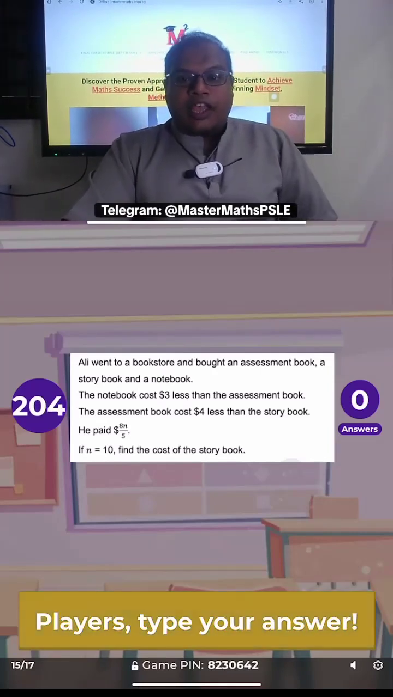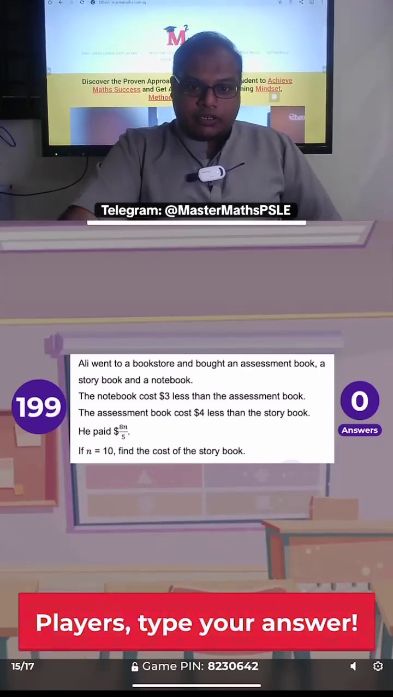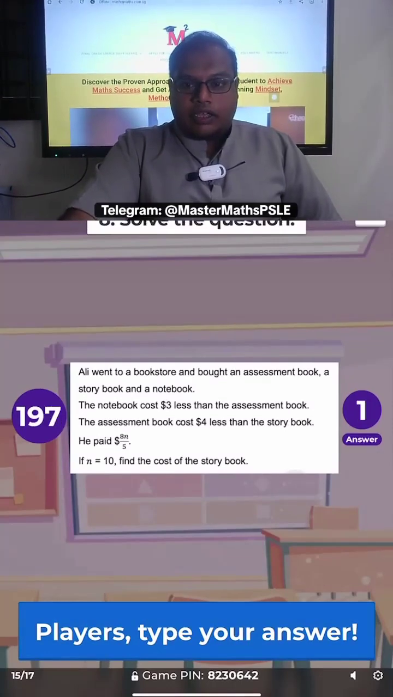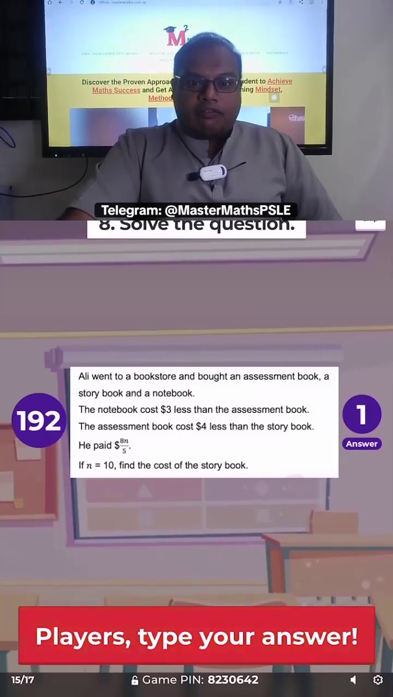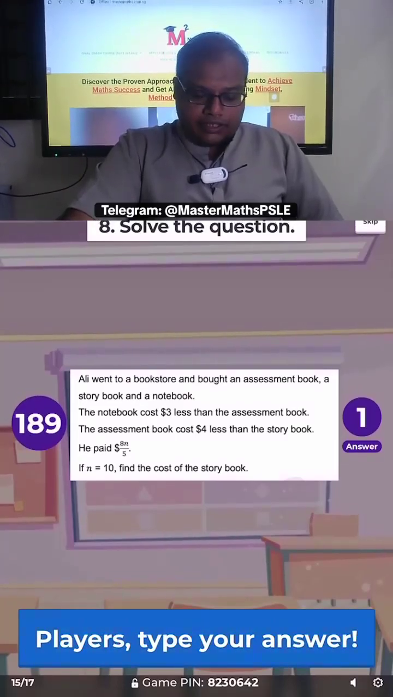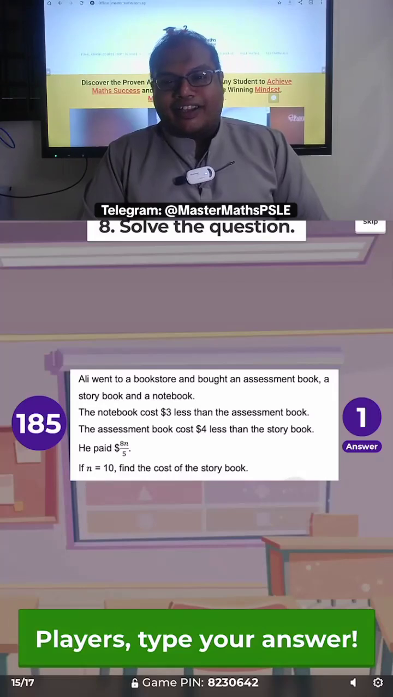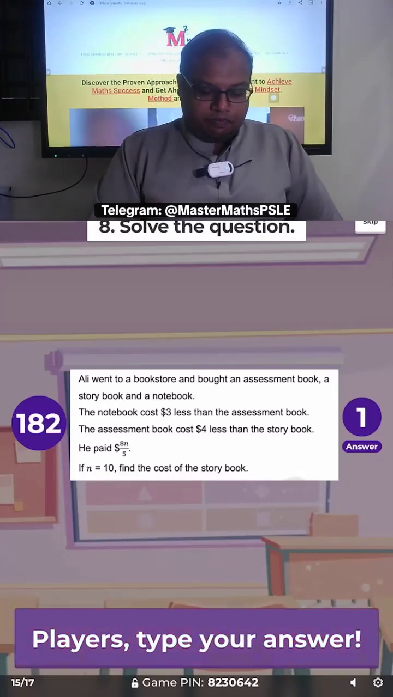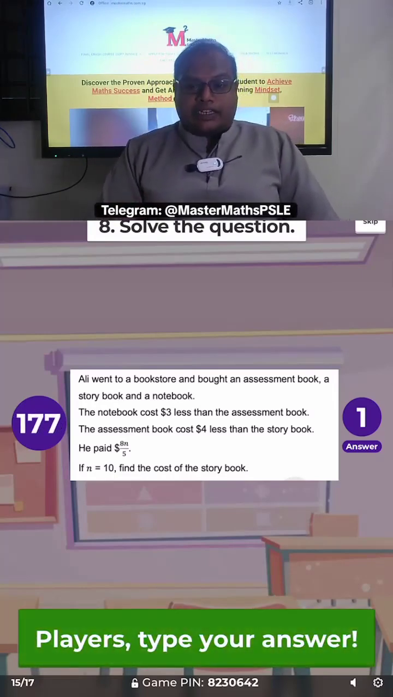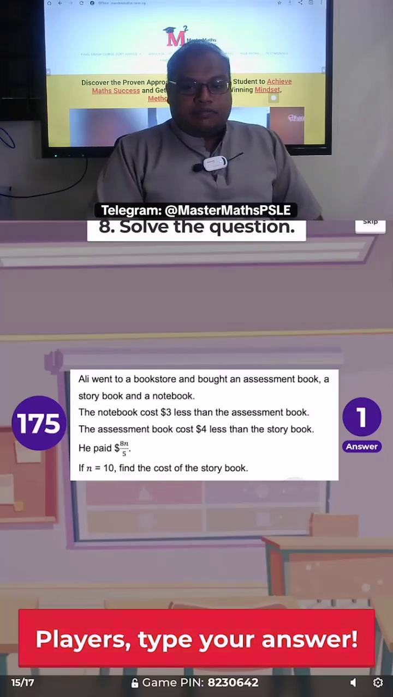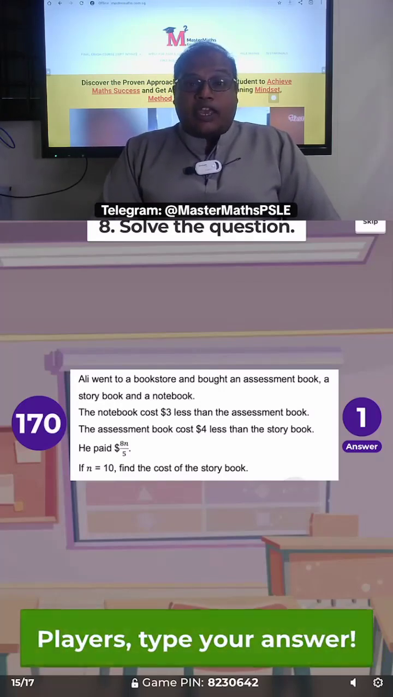The game pin is at the bottom of my screen. Then you can type your answer there. Find the answer, then type the answer. One person very fast already, got the answer already. You can use the comparisons, and you can find the answer.